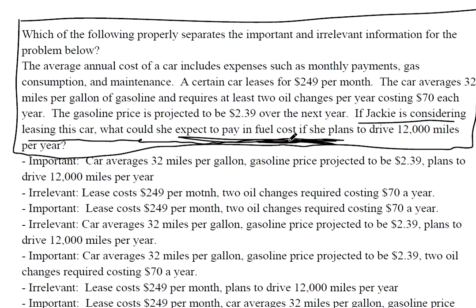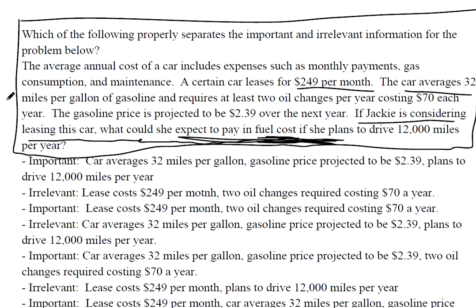And if you go back and read through this word problem, you can pause the video and read it if you'd like. But if you go back and read through this word problem, they tell us about costs regarding the car, but there's only some information that has to do with the fuel cost. A car leases for $249 a month. Well, great. That doesn't have anything to do with the fuel cost, though, right? That's the general cost of the car, not how much for the fuel.